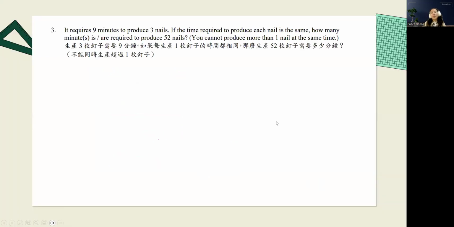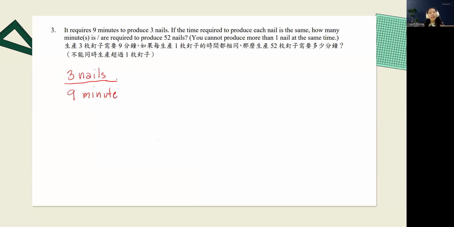Number 3. It requires 9 minutes to produce 3 nails. If the time required to produce each nail is the same, how many minutes are required to produce 52 nails? You cannot produce more than 1 nail at the same time. So that means this is proportional. We can produce 3 nails in 9 minutes. So how many nails can we produce in a minute?